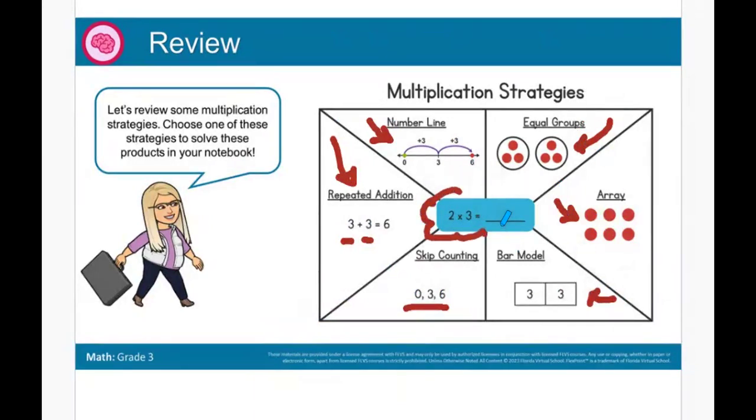Every single one of these is modeling the problem two groups of three. Here's two groups of three. When I skip count by three, 3, 6, again, I'm getting two equal groups of three.